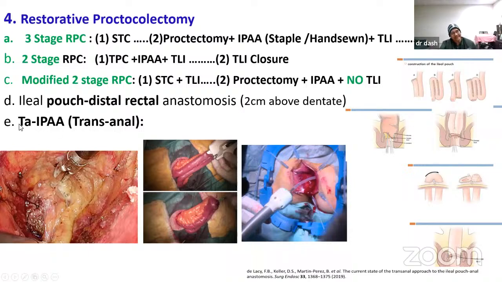So, in 2019, this procedure was published and is now getting popularity, a transanal ileal pouch anal anastomosis, wherein the rectum is dissected out transanally under laparoscopic vision. And then through the ileostomy wound in the abdomen, the bowel is delivered and the pouch is made. And guided through a drain tube, this can be guided down to the anus to do a stapled ileal pouch anal anastomosis.